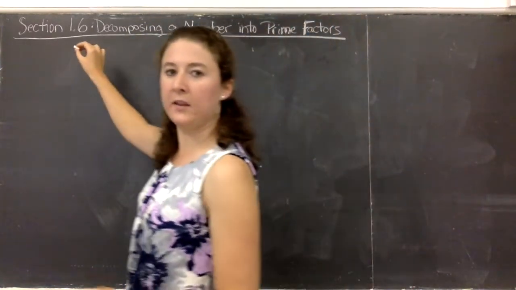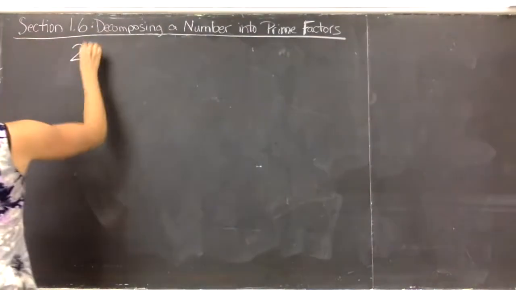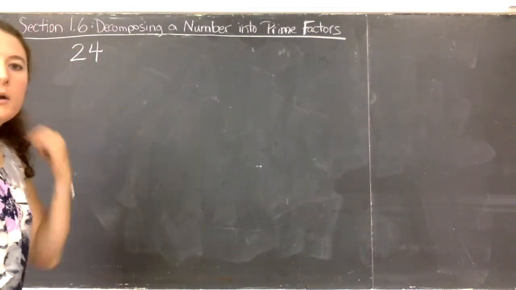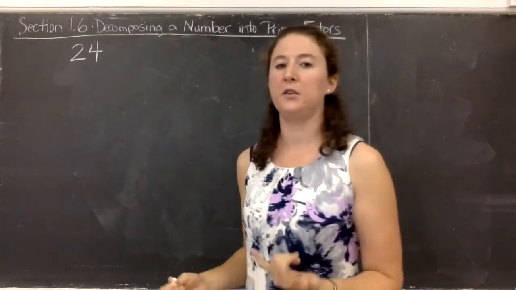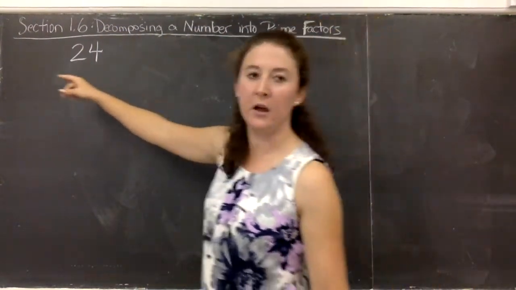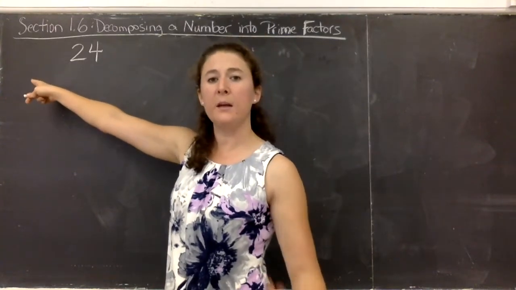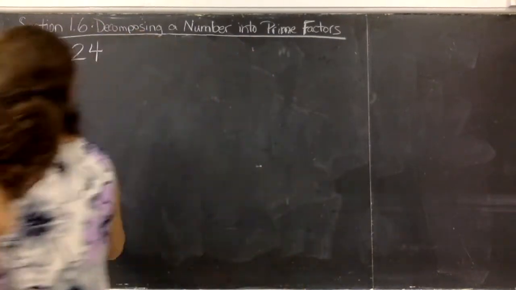I'm going to work over here. Let's take the number 24. Okay, so I have the number 24. Now, in my head, I want to think of what are the different factors of 24. Over here on the side of my paper, I've got some space, and I'm going to think, how can I get to 24?